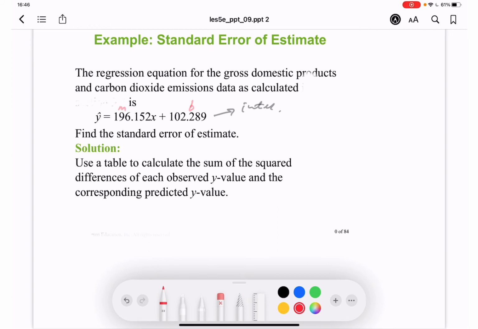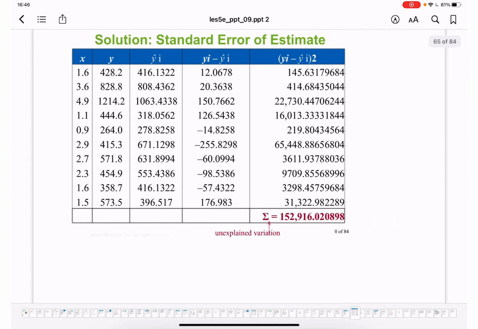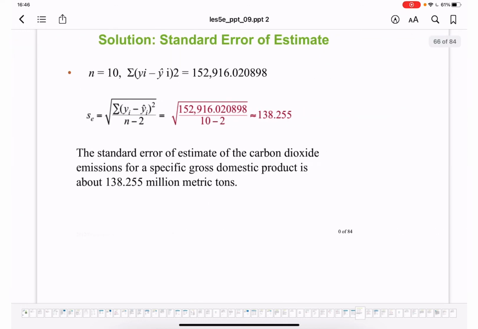So find the standard error. To find the standard error, we are using a table to calculate the sum of squared differences. So let's do it. They calculate using the formulas: difference, then square, and then summation. Step by step that requires a formula, which I'm not going to stop on because we are using technology, just so you know how I would calculate it based on the formula.